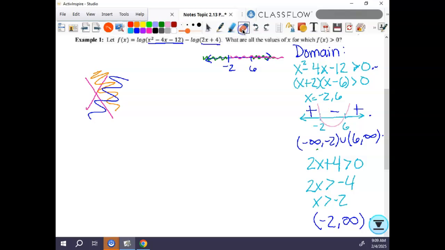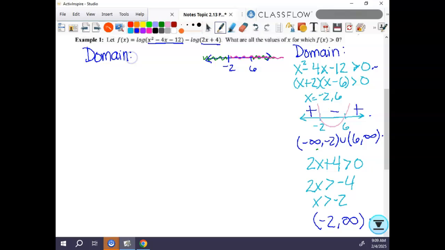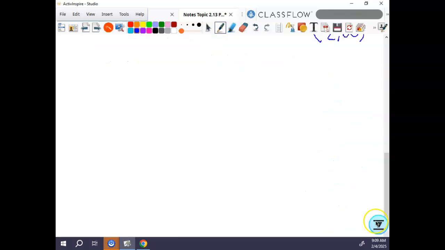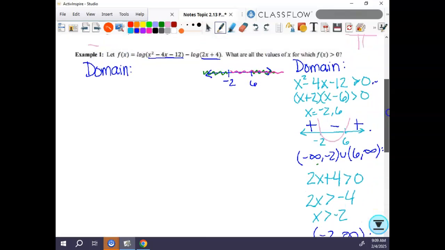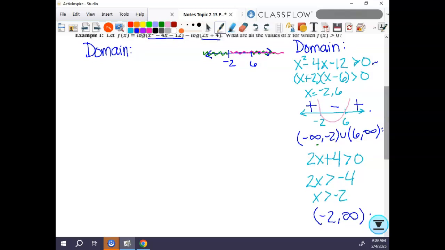So our domain then overall, my actual domain that I got from figuring all this out, and then seeing how it overlapped, is this right here, and it's just from 6 to infinity. Okay? Questions? Ask me a question. We all good on that?